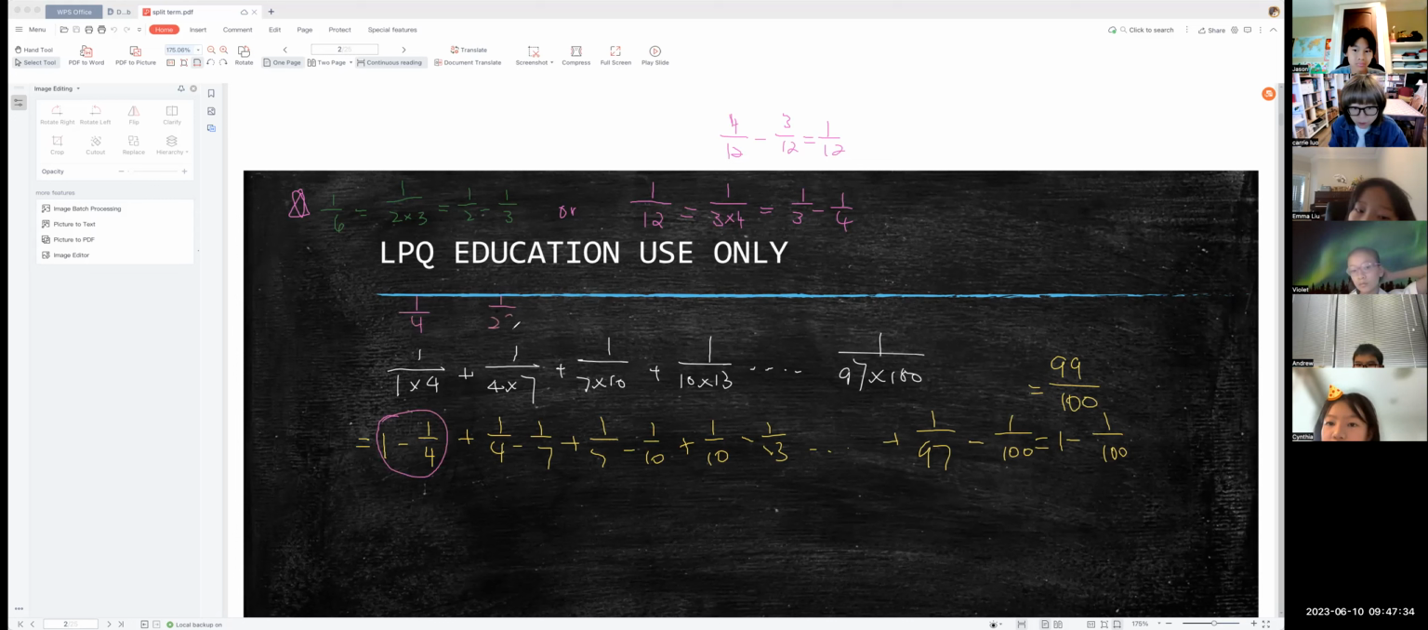Equals 4 over 5. Okay, so 1 over 5 minus 1 over 9, Jason, equals what? Equals 4 over 45. And if you do this one, you're going to find out 1 over 9 minus 1 over 13 equals 4 over 117. And 1 over 13 minus 1 over 17 equals what? Equals 4 over 221. So if I add all of them together, it's not equal to the original question.